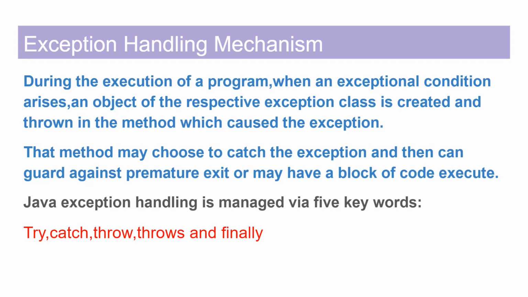In the exception handling mechanism, during the execution of a program, when an exception condition arises, an object of the respective exception class is created and thrown in the method which caused the exception. That method may choose to catch the exception and guard against premature exit, or may have a block of code to execute. Java exception handling is managed via five keywords: try, catch, throw, throws, and finally. These five keywords are mostly used in exception handling in Java.